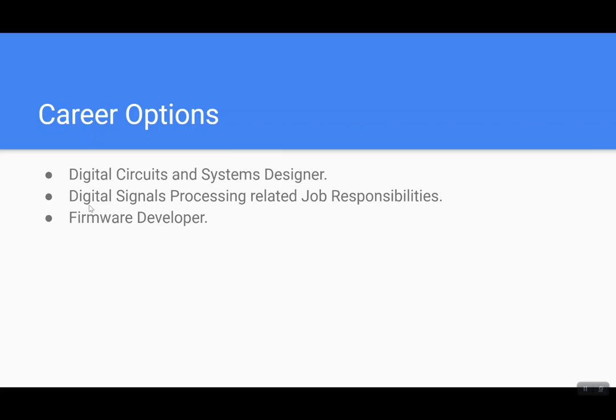Other career options: you can perform digital signal processing related job responsibilities, and you can be a firmware developer. If you have taken our prior courses, you do understand what it means to be a firmware developer or embedded developer. Basically, the low level ability to program smart devices, again, like microprocessors, microcontrollers, and so on and so forth.